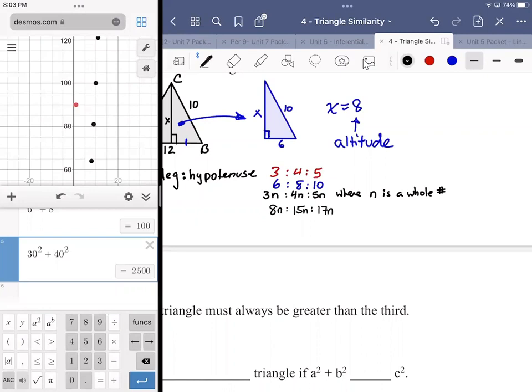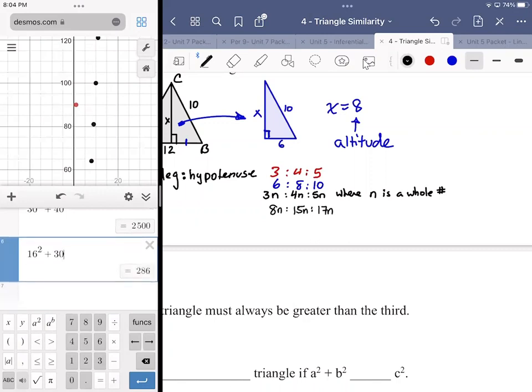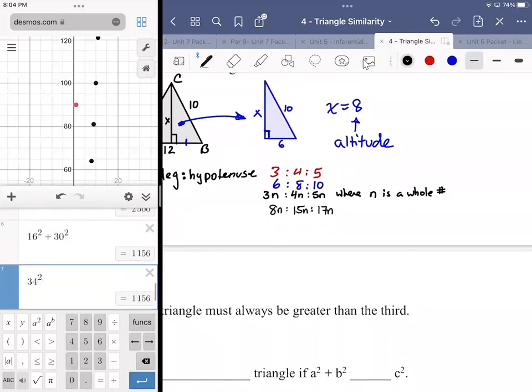Right? Because any multiple of those values would get the job done. So let's say I had 16, if I'm letting n be equal to 2. If I have 16 squared plus 30 squared, that would be 15 times 2, is equal to 17 times 2 squared. So that would be 34 squared, which would be the same number. So that's another Pythagorean triple.